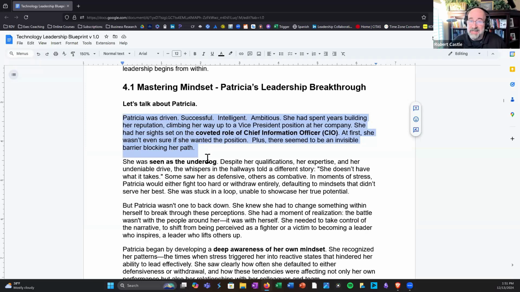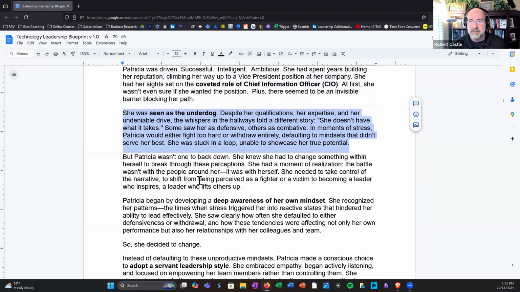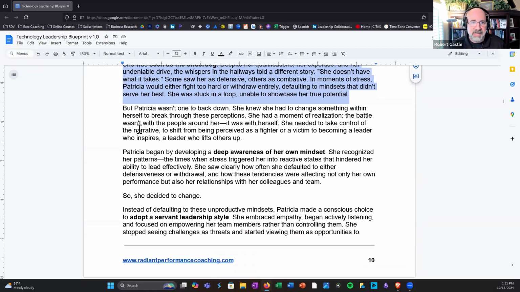At first, she wasn't even sure if she wanted the position. Plus, there seemed to be an invisible barrier blocking her path. See, she was viewed as the underdog. Despite her qualifications, her experience and her undeniable drive, there were some whispers in the hallway that told a different story. She doesn't have what it takes. Some saw her as defensive, others as combative. In moments of stress, Patricia would either fight too hard or withdraw entirely, defaulting to mindsets that didn't serve her best. She was stuck in a loop, unable to showcase her true potential.